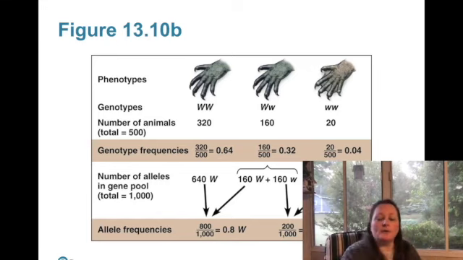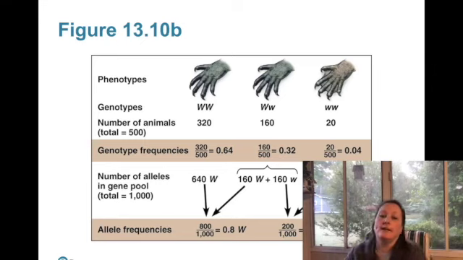Now you take your 640, because 320 times 2 is 640, big W. You take 160 big W from your heterozygous, you add those together, that gives you 800. So 800 over 1,000 gives you 80%. So 80% of these animals are going to have no webbing.